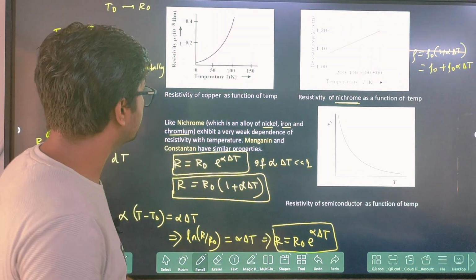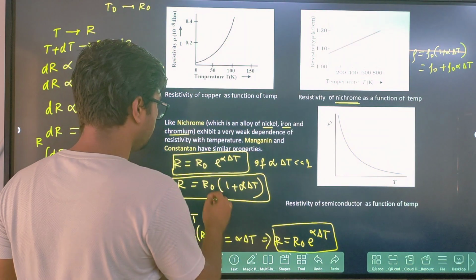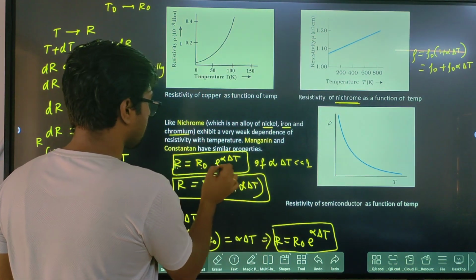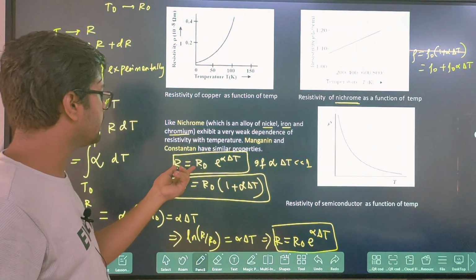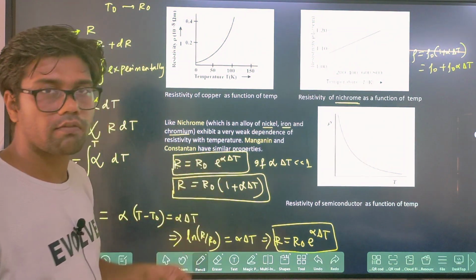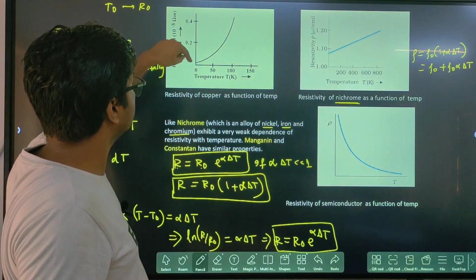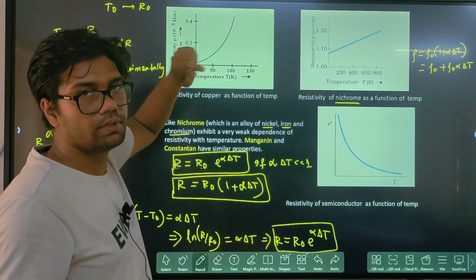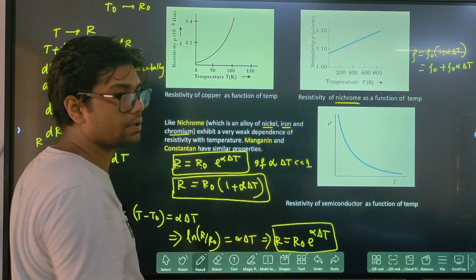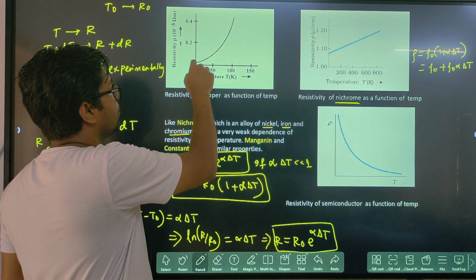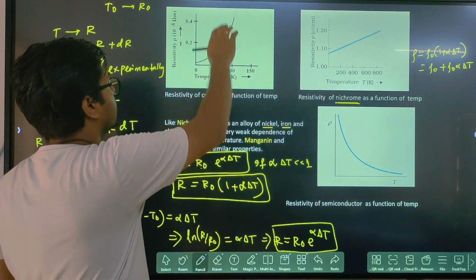But really what is happening is that this is not a straight line. This is going to be like this. R equal to R naught e to the power alpha delta T. If R equal to R naught e to the power alpha delta T, you can say that rho equal to rho naught e to the power alpha delta T, right? It's exponentially increasing, and at temperature T there will be a finite resistance. Here you see, it's not starting from 0. Keep in your mind, it's not starting from 0. At 0 Kelvin there is some resistivity, and it's like this.